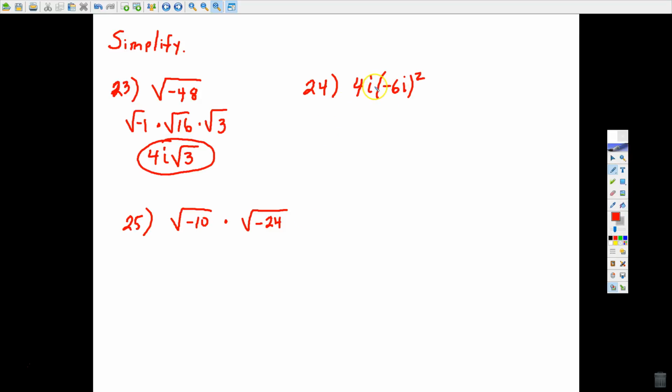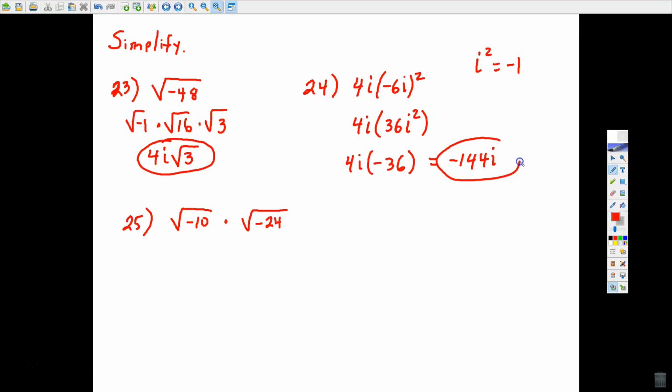Number 24, before multiplying I do powers. So I'm going to change -6i raised to the second into 36i squared. Just remember that i squared is equal to -1. So anytime you see i squared, you need to think of it as -1. So this is really 36 times -1, which is -36. Now I can multiply these together, and it becomes -144i.